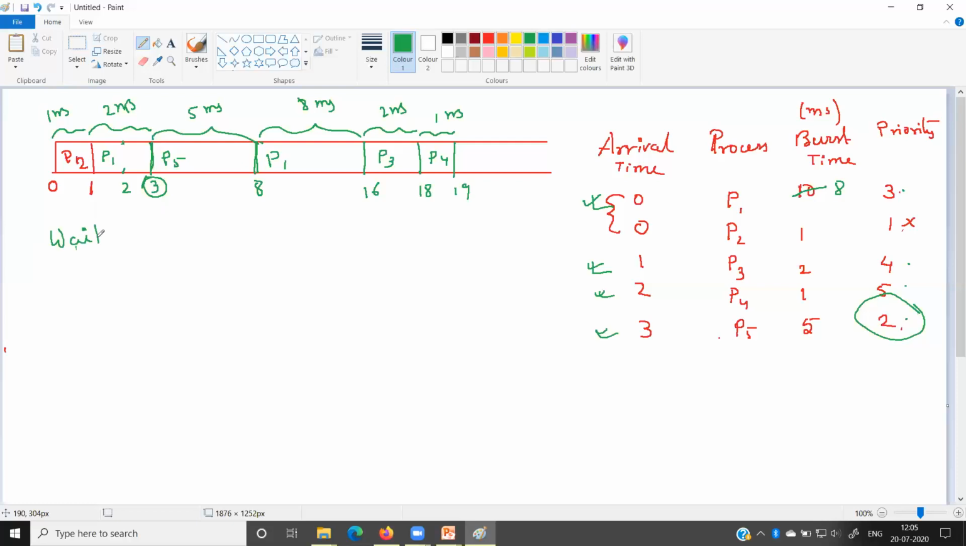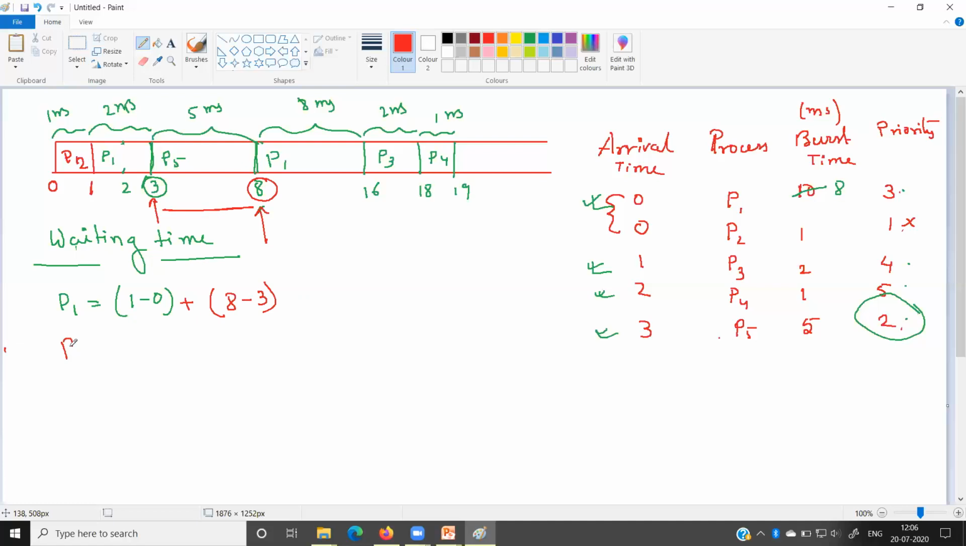So we are computing the waiting time. Now what is the waiting time for the process P1? You can see that P1 starts from 1 where it arrived at time 0. So its waiting time is 1 minus 0. Now again P1 started over here. That means at time 8 P1 has started. So P1 ended at this time. So this is the waiting time of the process P1. So the waiting time for the process P1 is 8 minus 3.